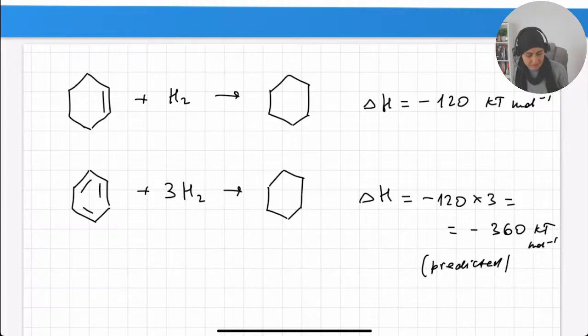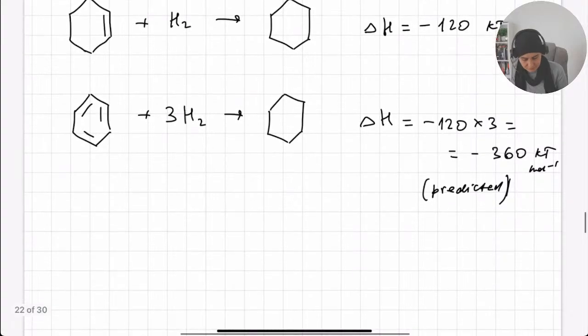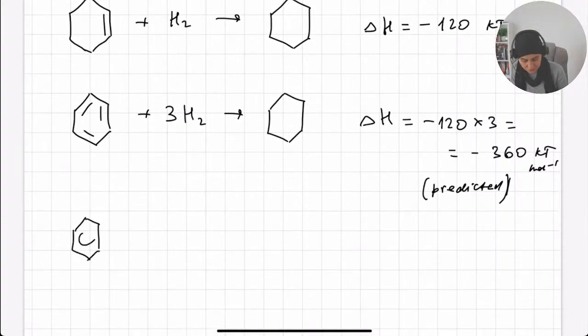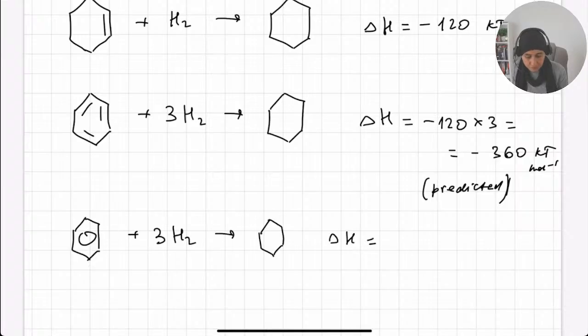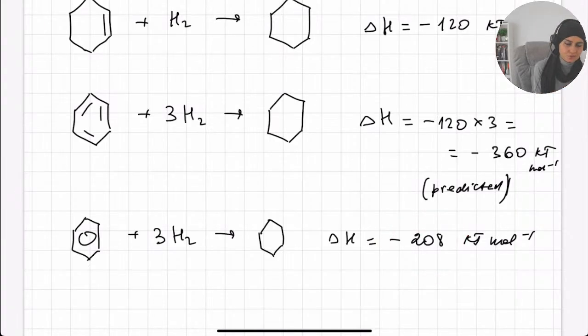And now if you take a real benzene and try to do this reaction, then the experimental enthalpy change would not be negative 360, but it would be negative 208. I should have researched this number. I don't remember it from the top of my head, but it's something like that. Yeah, so it's less exothermic than negative 360, but don't quote me on that one. You can check. You don't need to know the number, obviously.